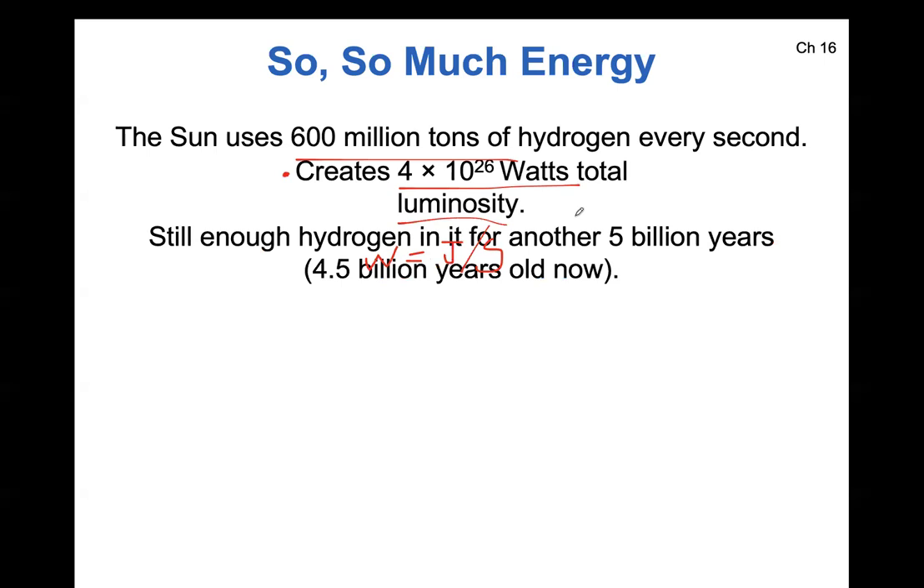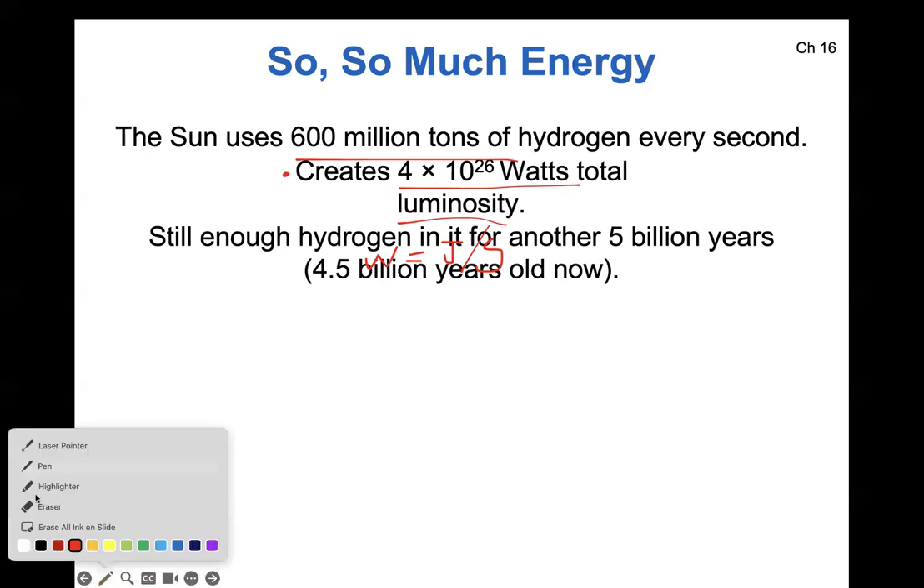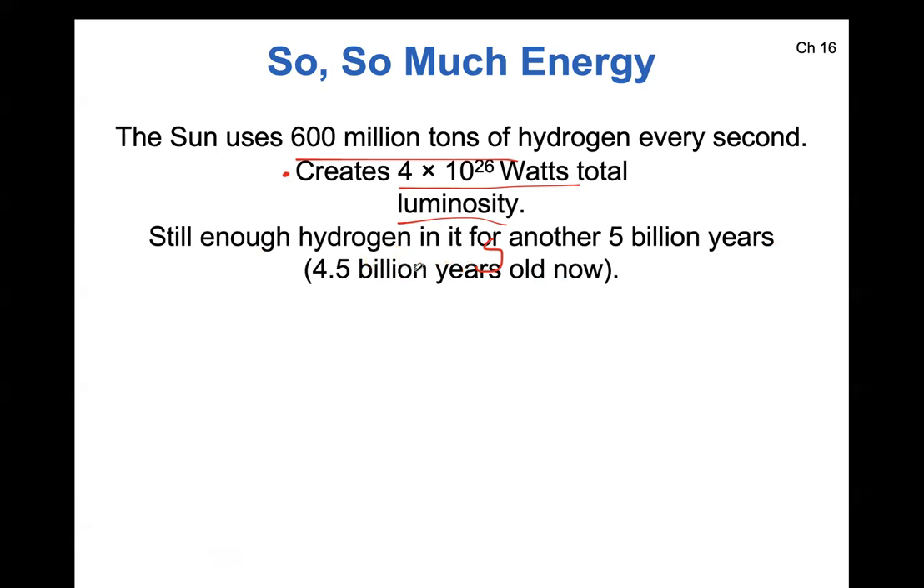So there's still enough hydrogen in it for another 5 billion years. So what I mean by that is, do I mean like the sun's not going to waste away in 5 billion years? No, that's not what we're talking about, but it actually still has enough hydrogen in the core where it's hot enough for fusion to occur for the next 5 billion years. Okay? And the sun is 4.5 billion years old at this point, which means that its entire lifespan of burning, quote unquote, hydrogen, and by burning, I mean fusing, okay?